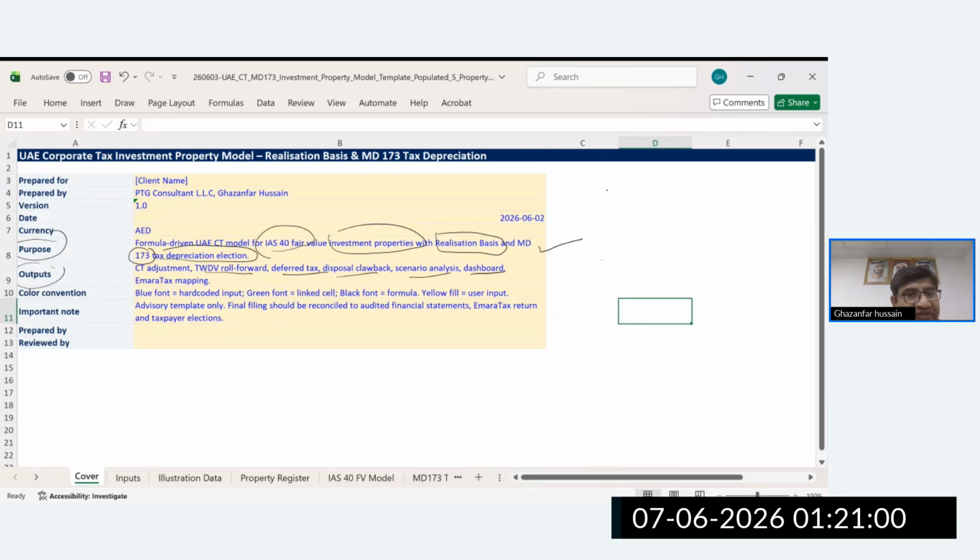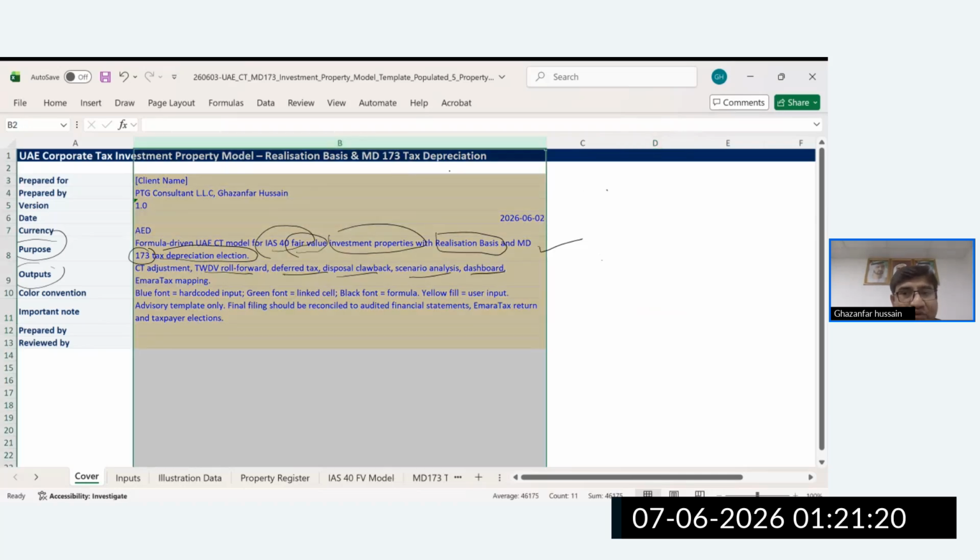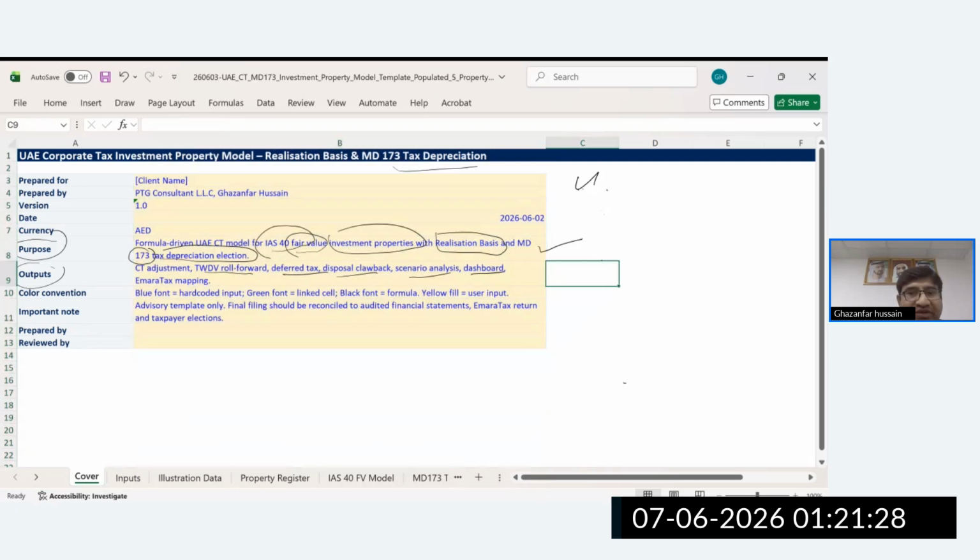Here we're seeing the prerequisite is the investment property as per IAS 40, and it should be on fair value and it should be recorded on the realization basis. Why is this required? Why are we doing this for the tax depreciation? Our whole perspective is the tax depreciation. While coming to this, we are looking for the tax depreciation.